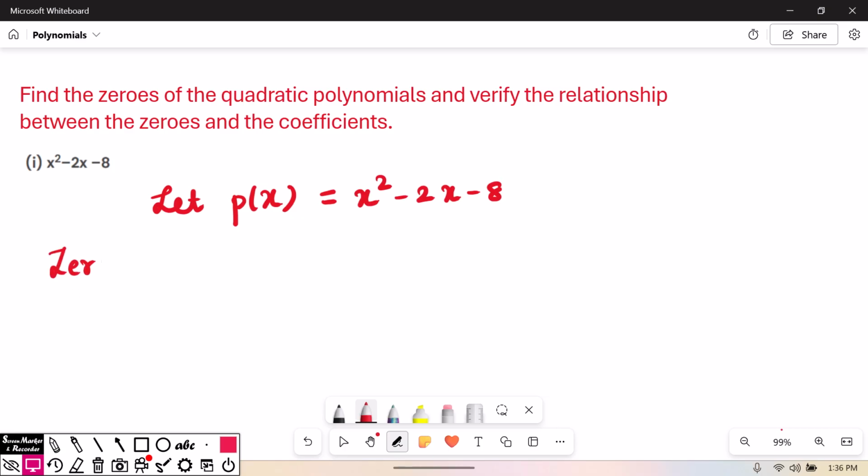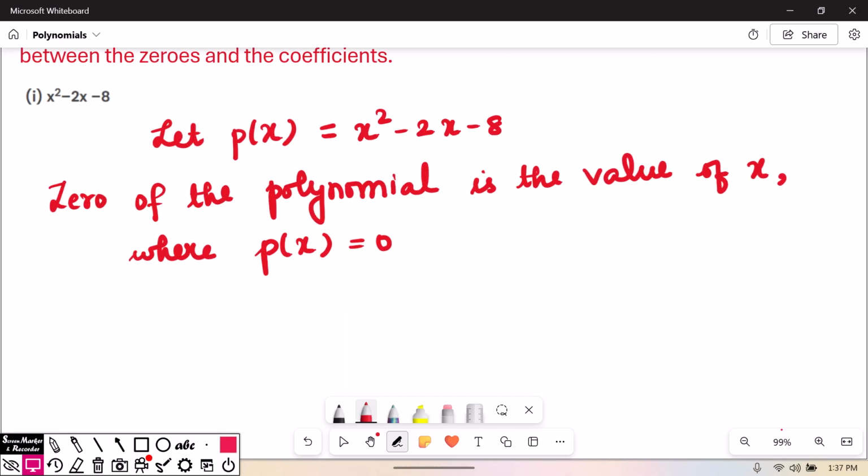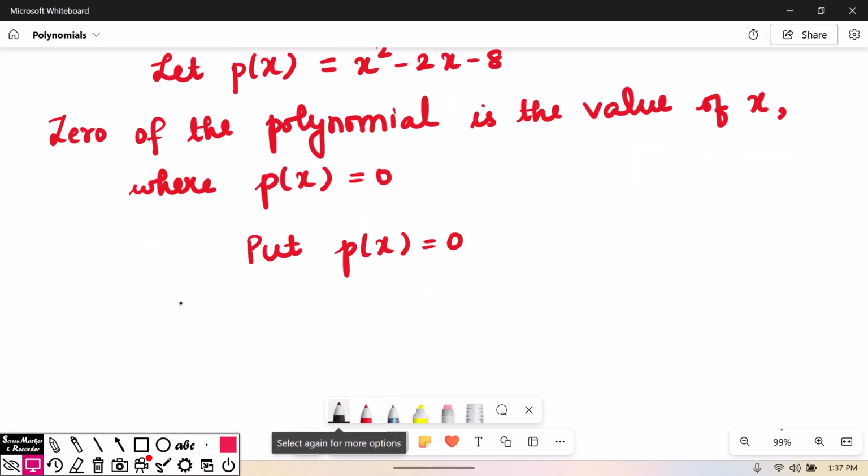So we say the zero of the polynomial is nothing but the value of x where p of x equals 0. That means we find the zero of the polynomial by equating the given quadratic equation to 0. So now I'll put p of x equals 0, which implies x square minus 2x minus 8 equals 0.